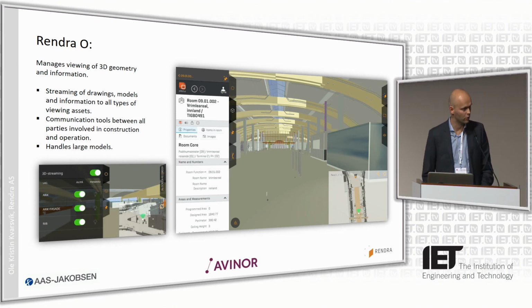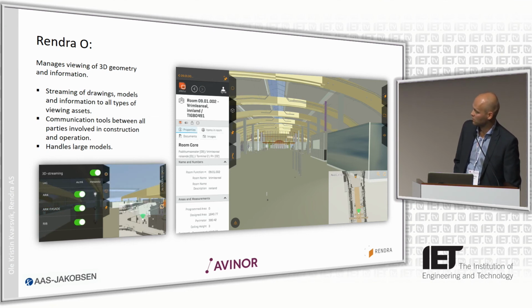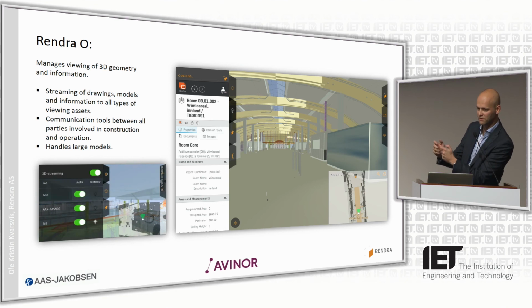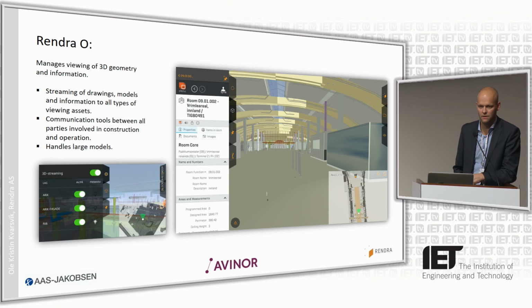They actually remodeled the entire terminal, so it's a huge data set. I think it's 16 gigabytes of IFC files. So you need something capable of actually presenting that in the viewer. I don't know if you can see that, but this is the interface of a phone. It means that the information is available for the guys on site.